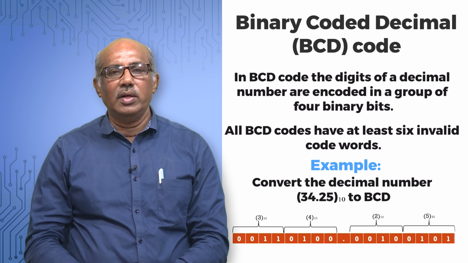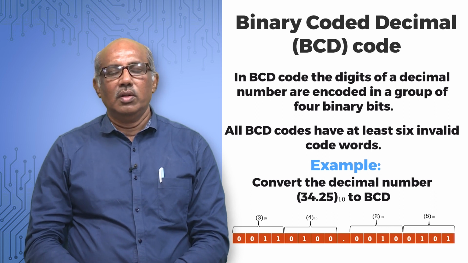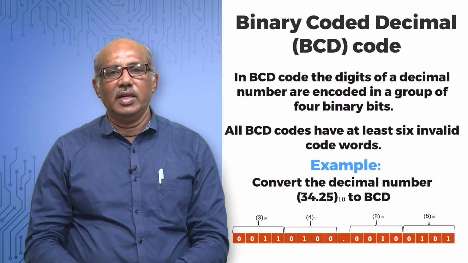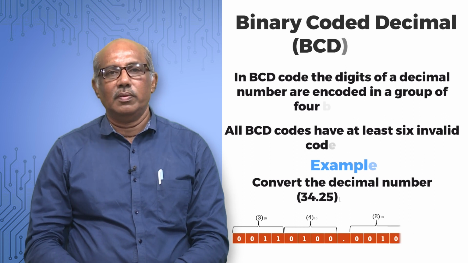So, the integer part is now converted into the BCD code form, and now we will go for the fractional part. After the decimal point, we have the number 2, which you encode using 4 binary bits, and it comes out to be 0 0 1 0. Then we have 5, which is 0 1 0 1. So, therefore, 34.25 in decimal, when we convert to BCD, we get the answer as 0 0 1 1 0 1 0 0, the binary point, 0 0 1 0 0 1 0 1.